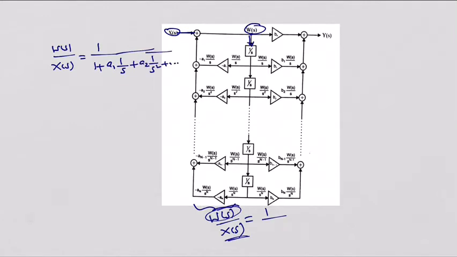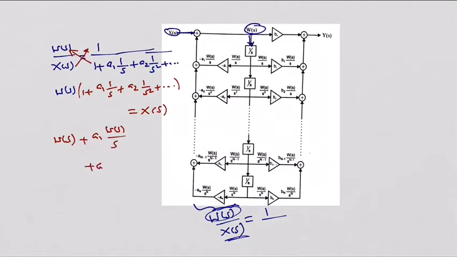Correct? When we cross multiply this, you will find that W of s multiplied by 1 plus a1 into 1 by s plus a2 into 1 by s squared, etc., is equal to X of s. That is how the equation will be rewritten. When you expand this equation, this becomes W of s plus a1 into W of s by s plus a2 into W of s by s squared plus a3 into W of s by s cube, which is equal to simply X of s.